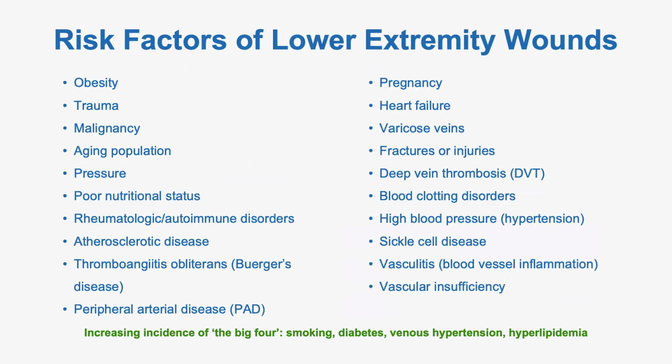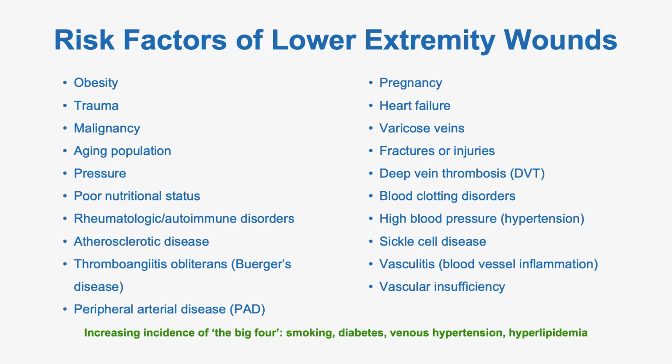So the first part of assessing lower extremity wounds, as in any assessment, we'll obtain a medical history. In doing so, we're going to try to pay particular attention to the following risk factors that increase the incidence of lower extremity wounds. So obesity, trauma, malignancy, aging, pressure, poor nutritional status, autoimmune conditions such as pyoderma, pemphigus, atherosclerotic disease, Buerger's disease, which is also known as thromboangiitis obliterans.